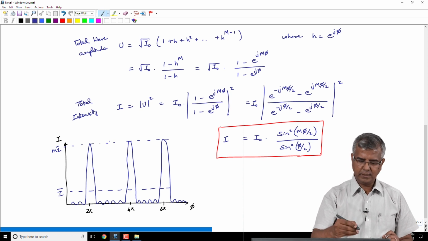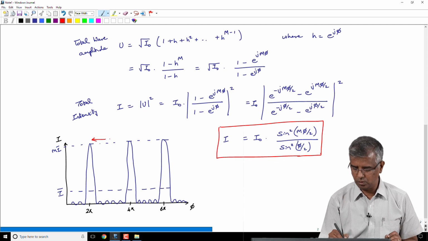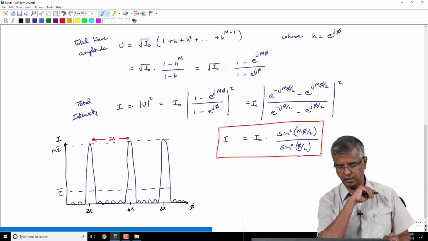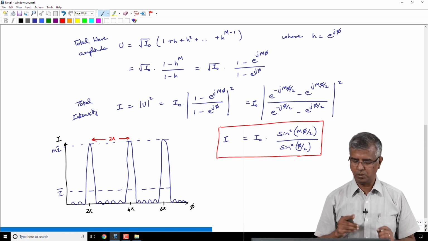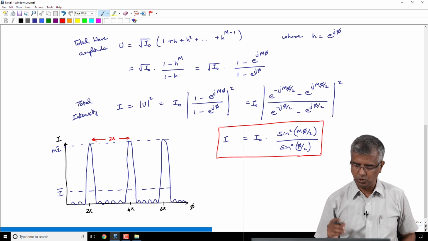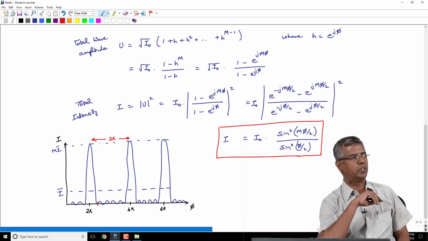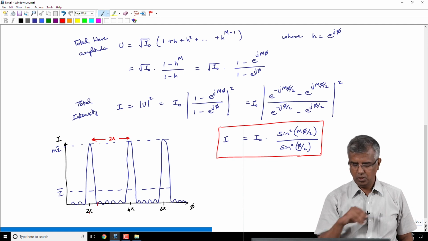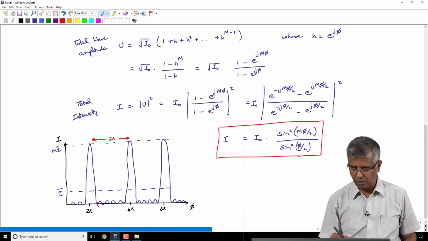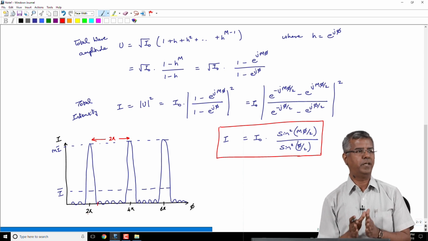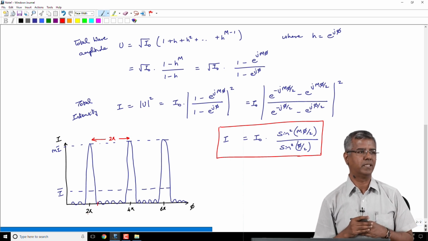And one interesting aspect, well, of course, one thing to say is that between two of these peaks you have 2 pi as the phase difference. So you'll have to accumulate 2 pi to get from one peak to another peak. But the thing of interest to us is this point where it goes to the first minimum. If you look at where it goes to the first minimum, why is that of interest to us? Because that first minimum defines the width over which you have maximum intensity, right?